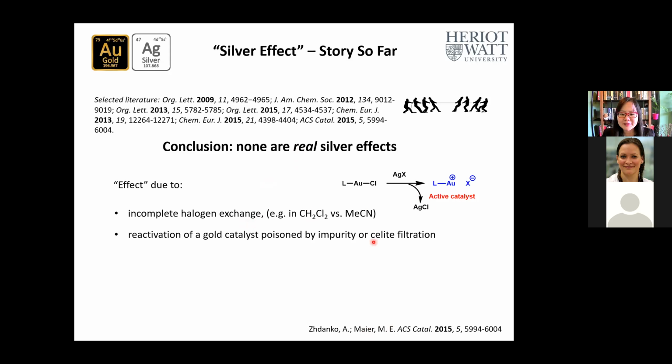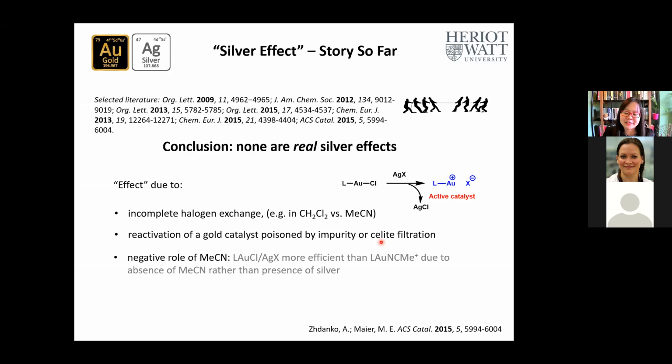The second classification is poisoning by Celite. So when they were comparing the in situ silver method with pure gold, they were filtering the silver off using Celite. And it turns out that Celite was poisoning the gold catalyst. That's why they saw a rate difference. And the final reason is to do with that acetonitrile that I mentioned. So they were sometimes comparing the gold only that has acetonitrile with the silver in situ method, which doesn't.